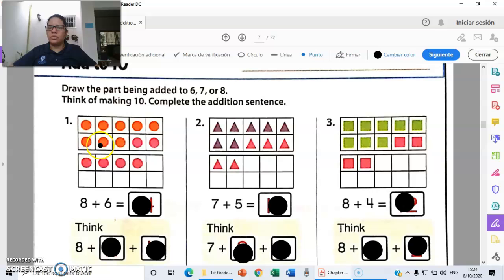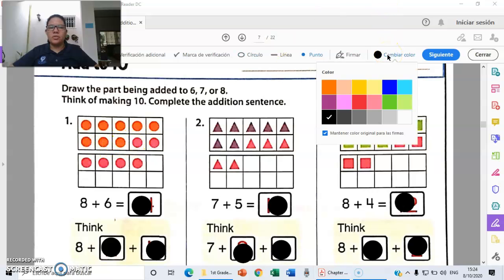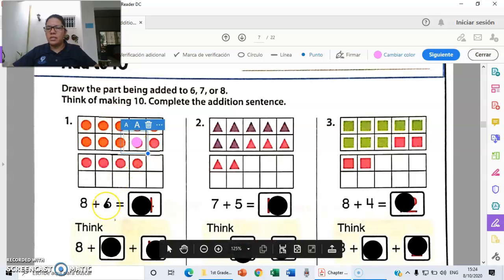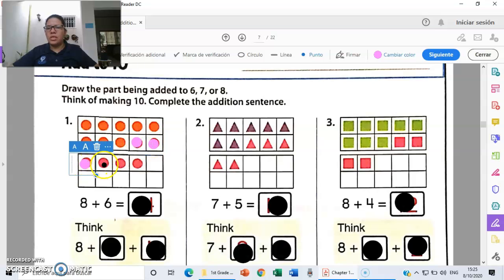circle in red color. So now the thing you're going to do is add the other colors, and I'm going to use pink, but you can use red too, because you get 6 here. So you start with 8 and then plus 6. So you start counting 1, 2, 3, 4, 5, 6.